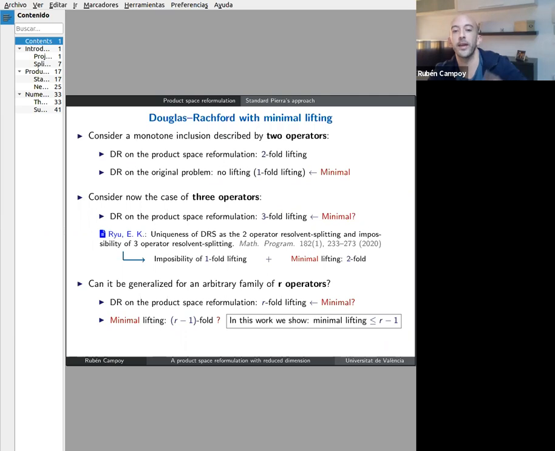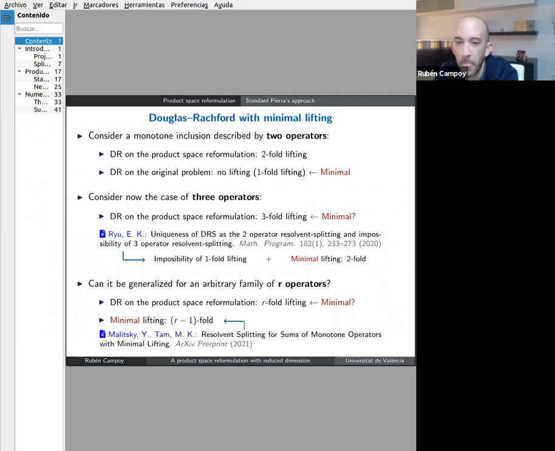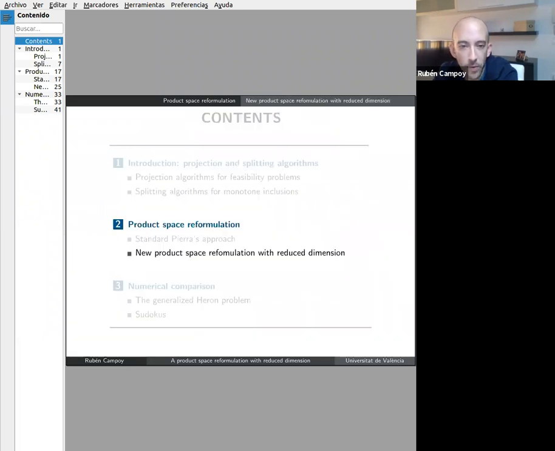By providing a new reformulation in the product space that doesn't use R for listing, but we remove one of the spaces in the product space. So let's see how we do that.